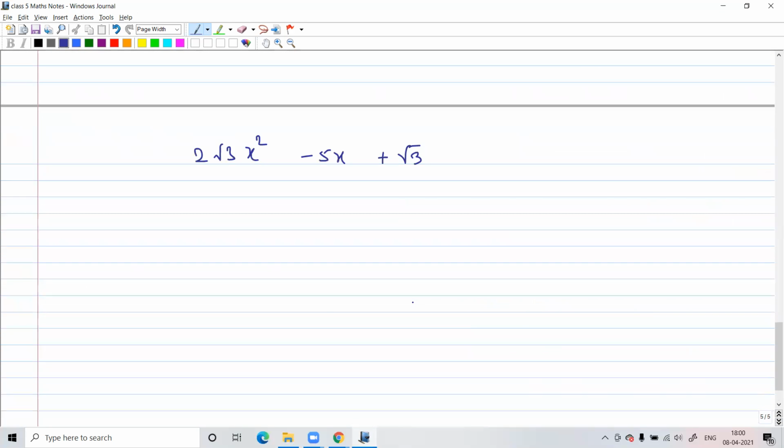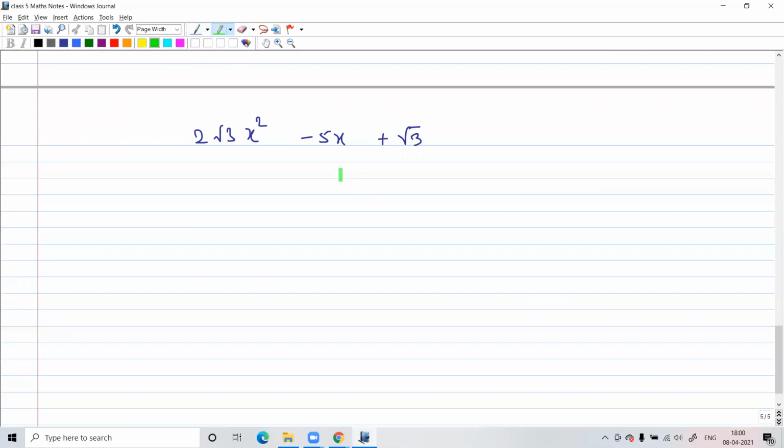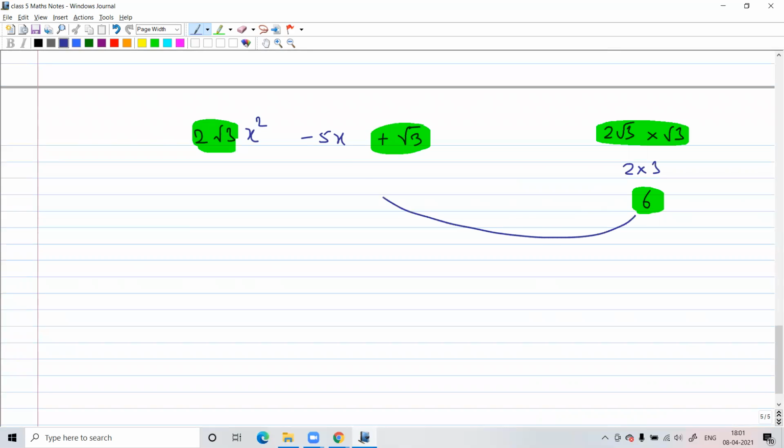Okay. So when we solve a problem by splitting the middle term, what do we do? We take the coefficient of x square and the constant term and we multiply them. That's the first step, right? So 2 root 3 into root 3, this becomes 2 into 3, that is 6. And this 6 is something which we have to split up in such a way that the product will always be the same, because we got it by multiplying these two. Now we only need to worry about, when we split it, the product should be 6 and the sum or difference should be minus 5.